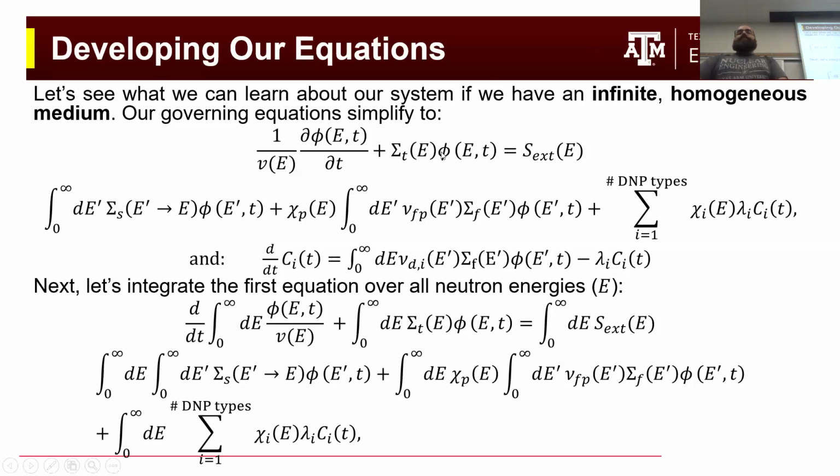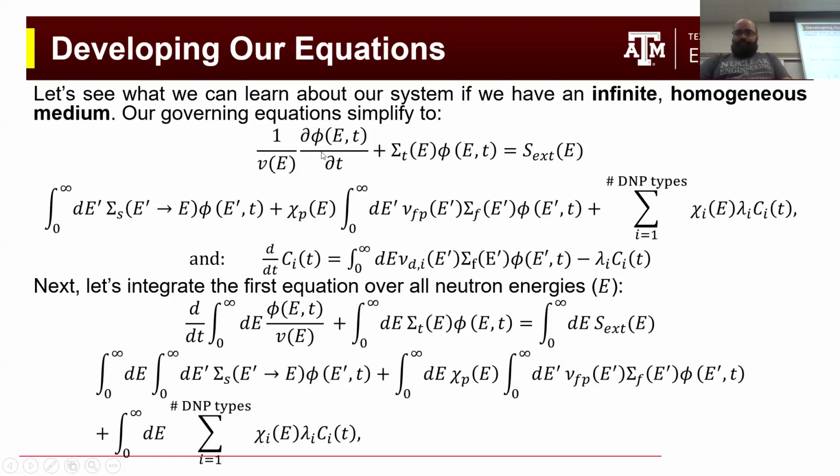And this equation is like an energy dependent rate density. So what I'm going to do next is integrate the first equation over all neutron energies E. So I'm just integrating everything in that equation term by term from dE going from 0 to infinity. And those integrals just go in front of everything.